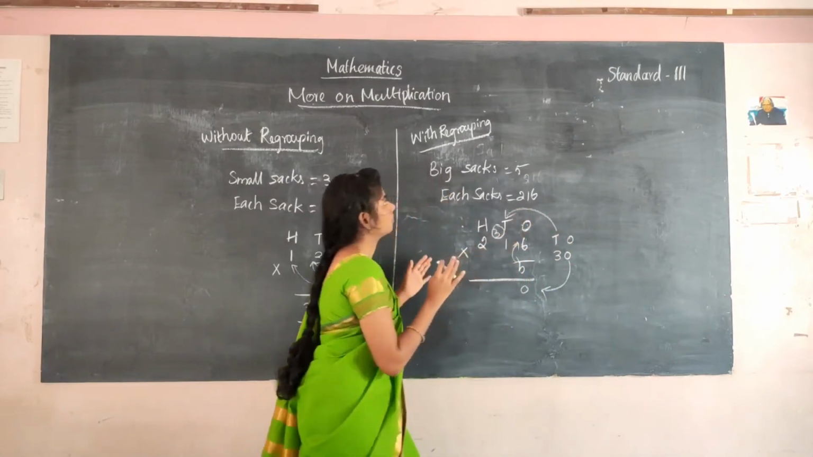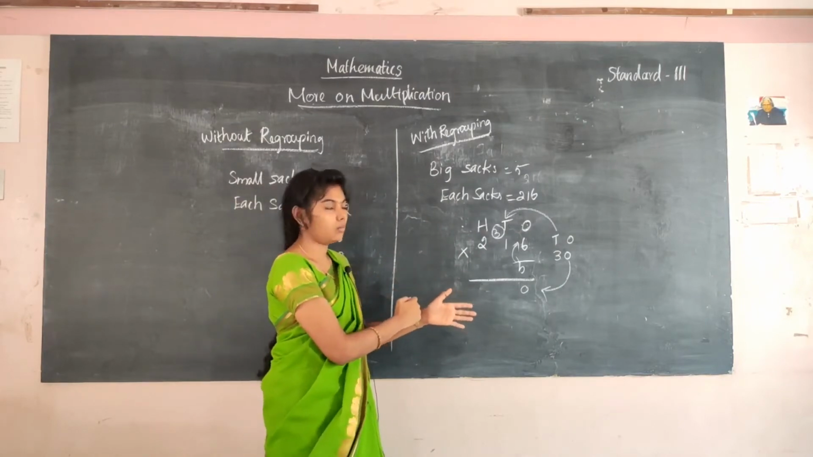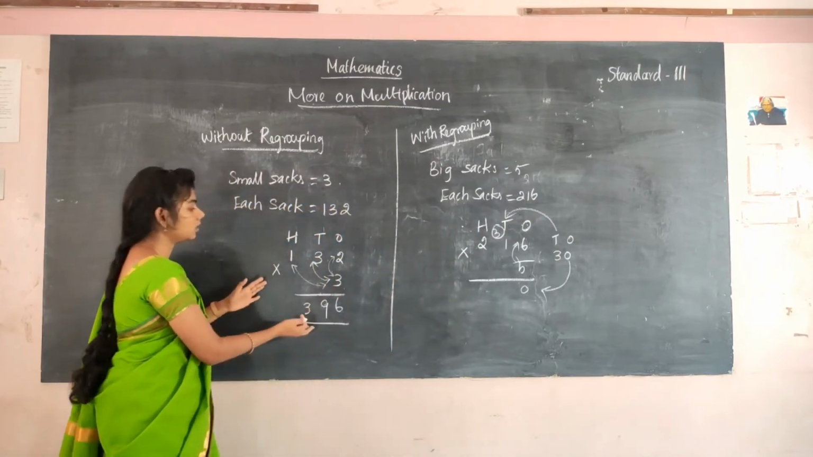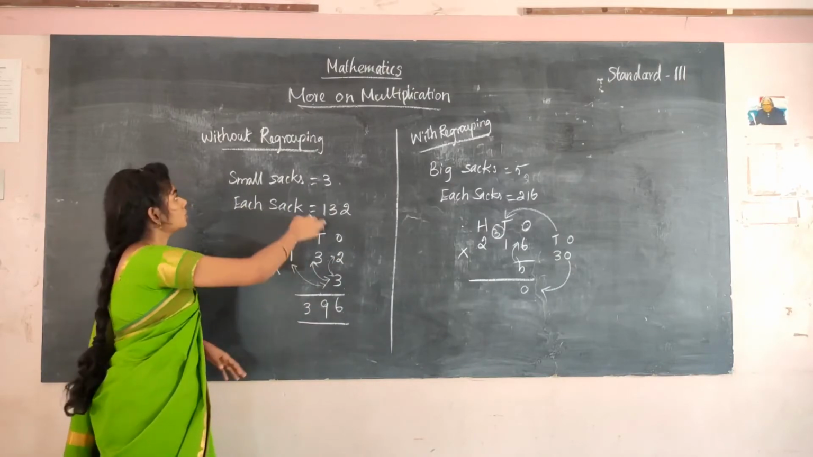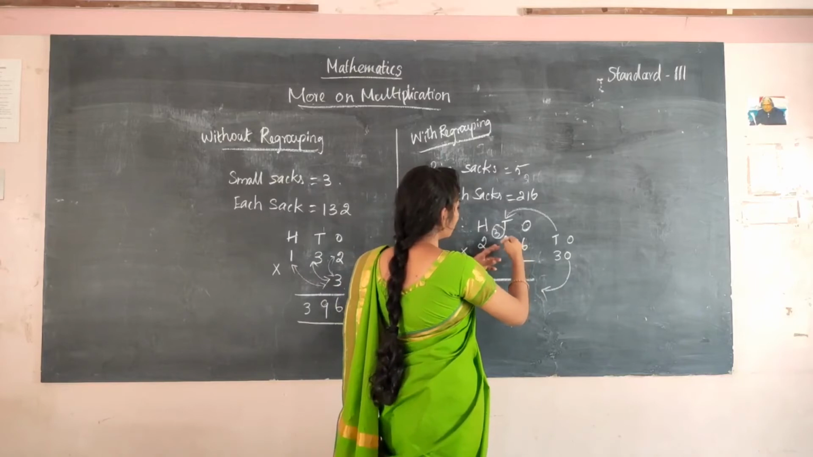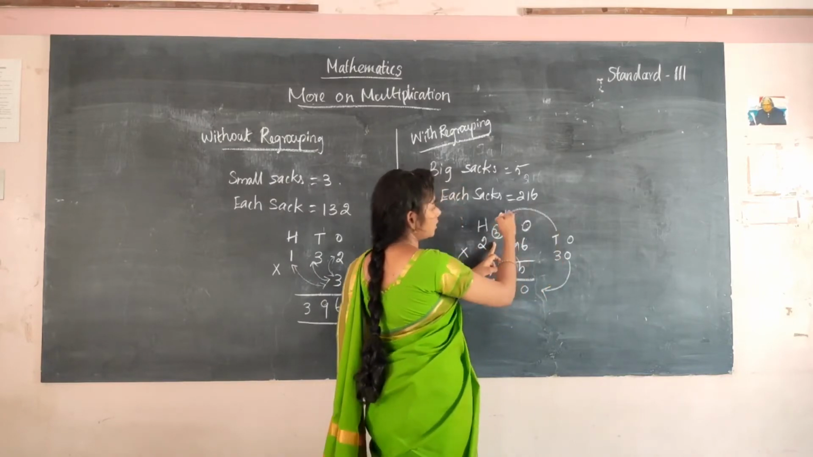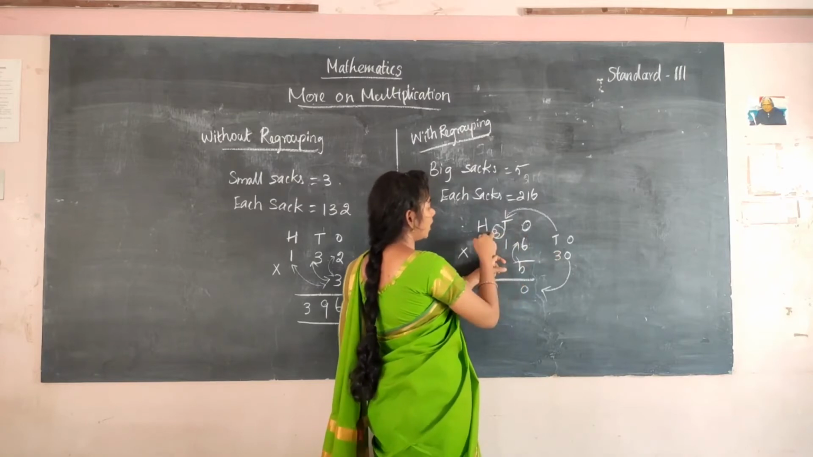So this means regrouping. With regrouping means there will be carrying over of a number to the next place, and here there is no carrying over number, so that means without regrouping. Here we are seeing it with regrouping. So here we have taken this 3 to the tens place.